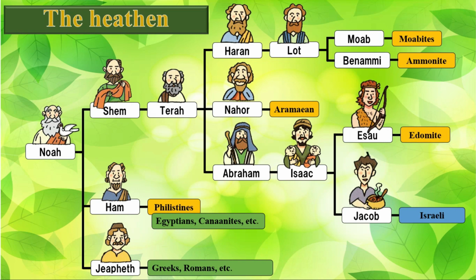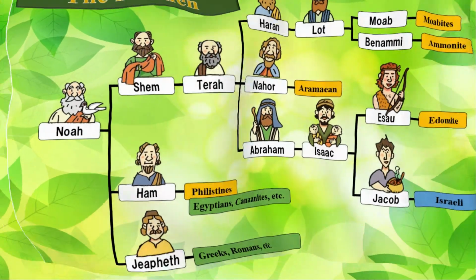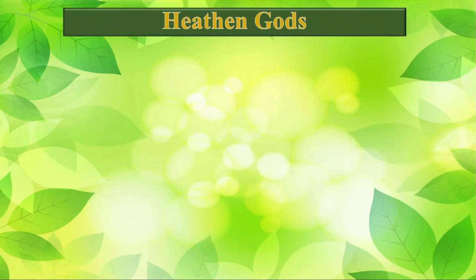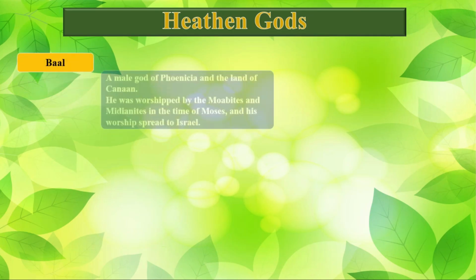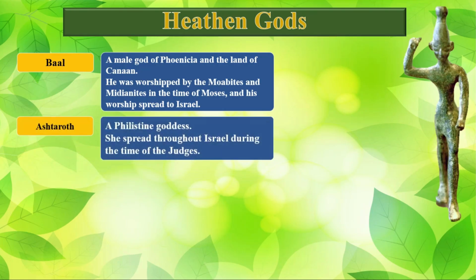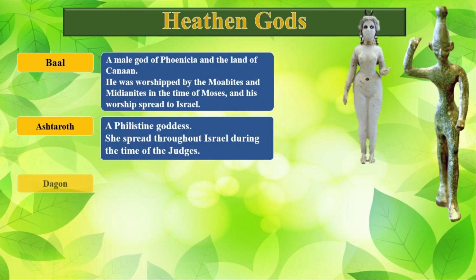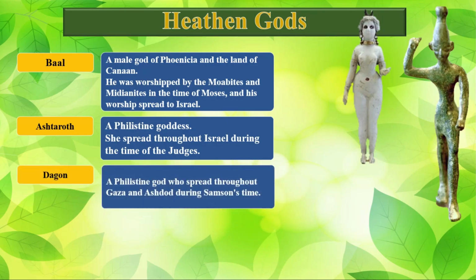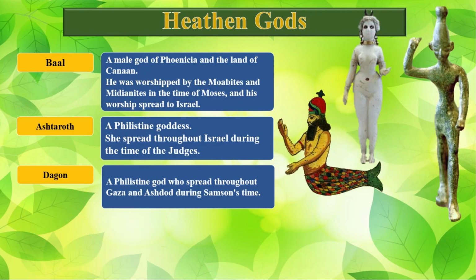Now, let's take a look at the gods of the heathen. Heathen gods. Baal, a male god of Phoenicia and the land of Canaan, was worshipped by the Moabites and Midianites in the time of Moses, and his worship spread to Israel. Ashtaroth, a Philistine goddess, spread throughout Israel during the time of the judges. Dagon, a Philistine god, spread throughout Gaza and Ashdod during Samson's time.